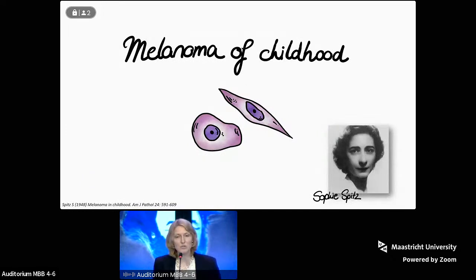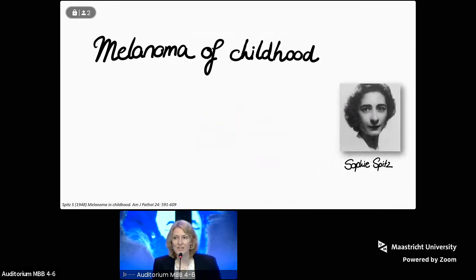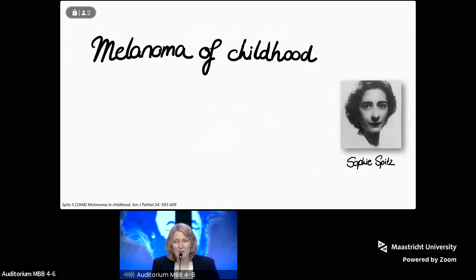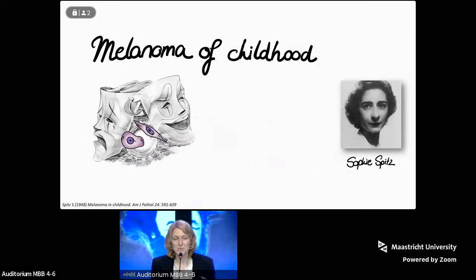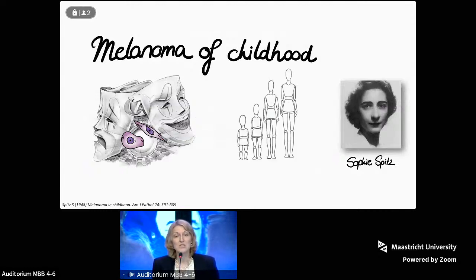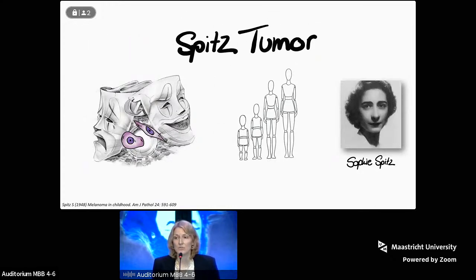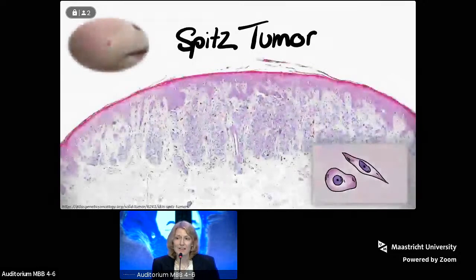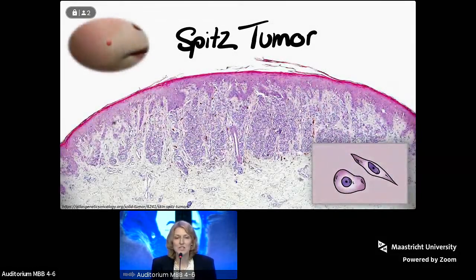However, this first description was not correct. To be clear, the majority of these lesions is benign. Only a few behave atypical, and a few are malignant with death of the patient. Furthermore, these lesions can also develop later in life. And that is why these tumors were renamed to Spitz tumors in honor of her. This is how a Spitz tumor looks in a child. It's reddish and dome shaped, and this is how it looks under the microscope.